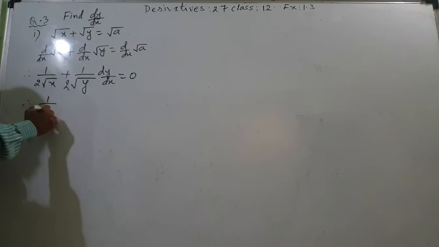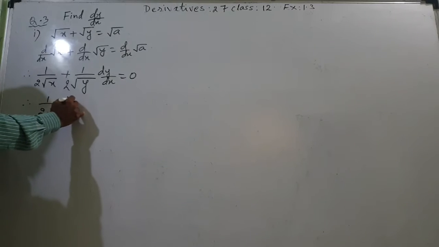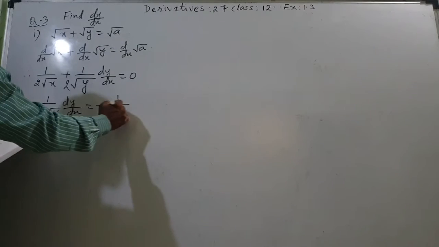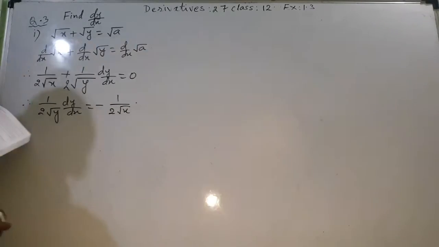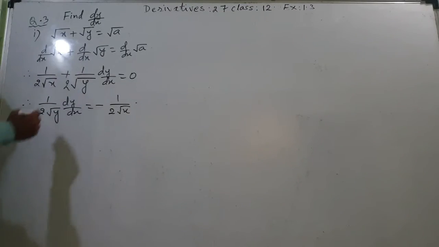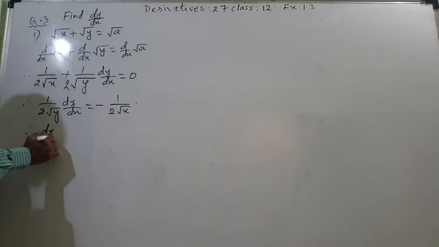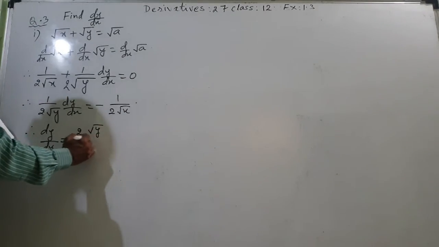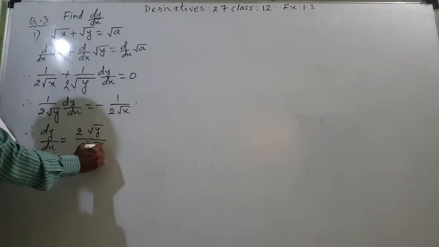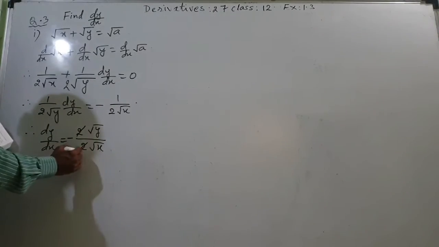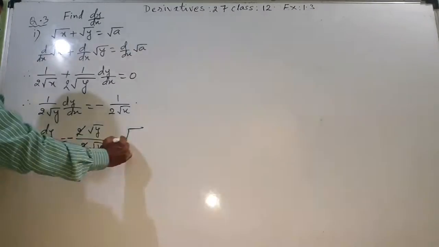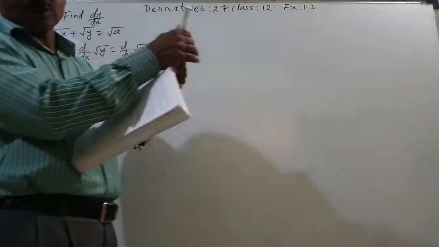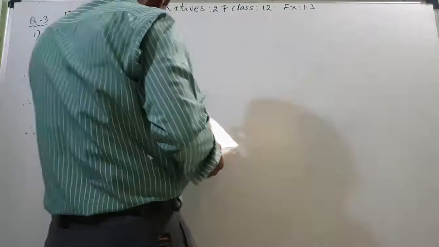So here it will be 1 upon 2 root y into dy by dx, which becomes minus 1 upon 2 root x. Therefore dy by dx is equal to minus 2 root y upon 2 root x. The 2s get cancelled, and this is equal to minus root of y upon x. This is dy by dx. I hope that you have understood this. This was a simple sum.